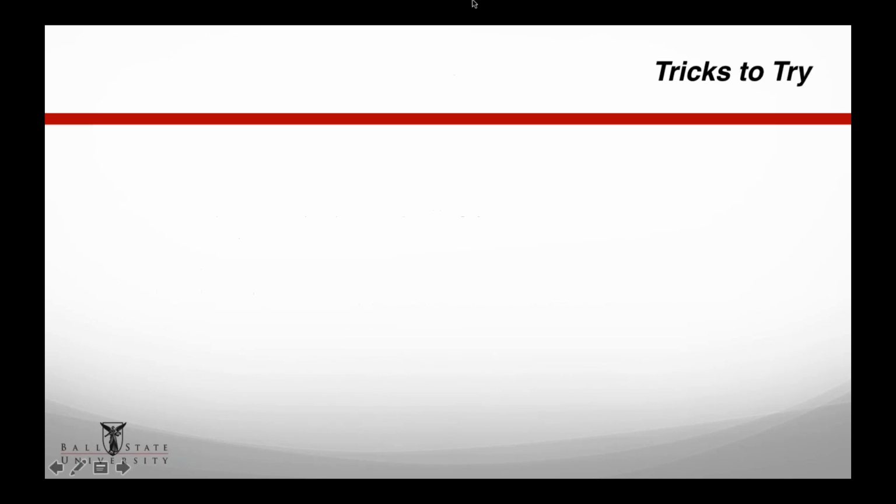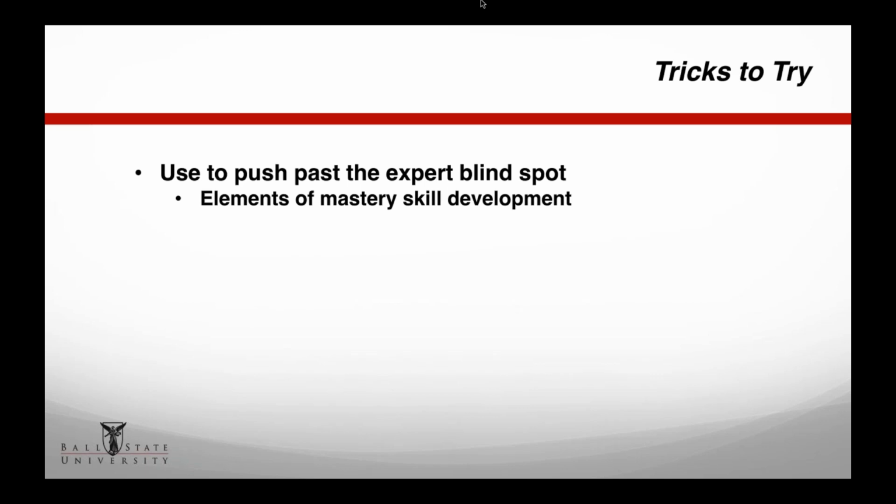Which leads me a little bit into the tricks to try. I'll get to a couple that, I'm probably speaking to the choir here maybe. A lot of these things you might have done, but there might be some new things that you haven't seen before. Number one is use iClickers to push past the expert blind spot. And you're probably thinking, what is the expert blind spot? That's us. We are the experts, and oftentimes as faculty, we make assumptions about what students know, and they really don't know it. Maybe not in terms of content, but maybe in terms of how to do something.